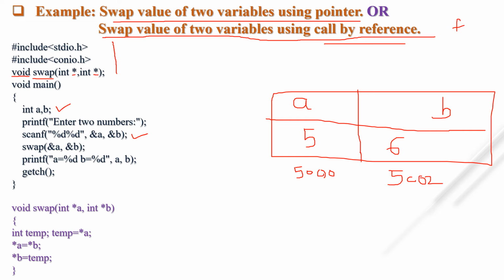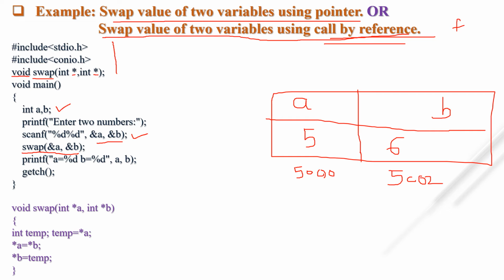Okay, now which function will we call? Swap. Why is &a and &b written here? Because the question is by call by reference. In call by reference, we put the address of the actual argument. What is our actual argument? This a and b. So the actual arguments are passed to the called function.